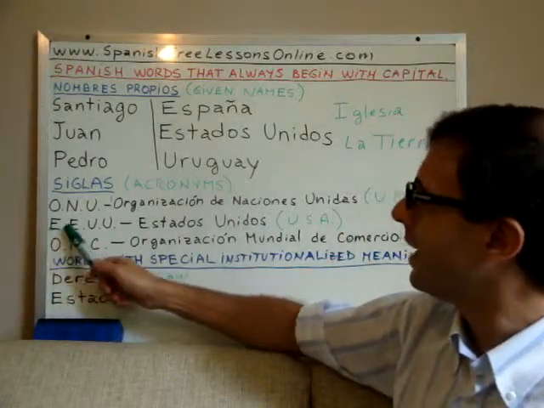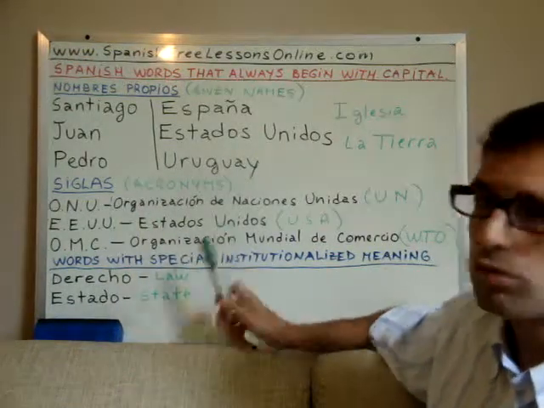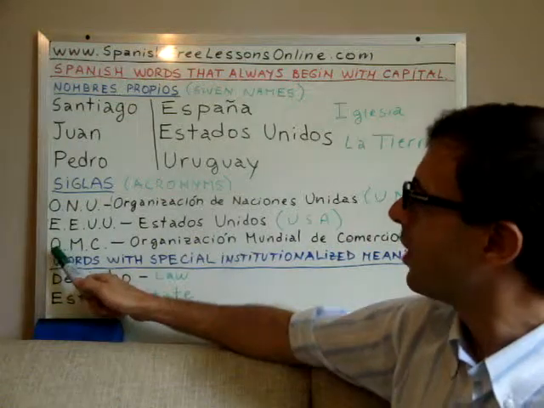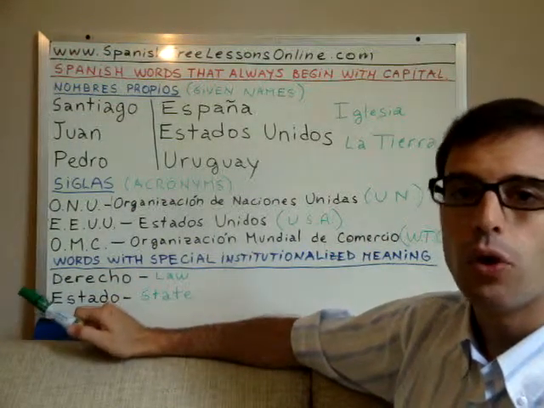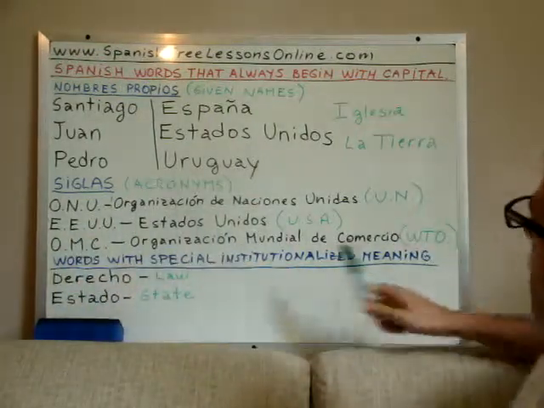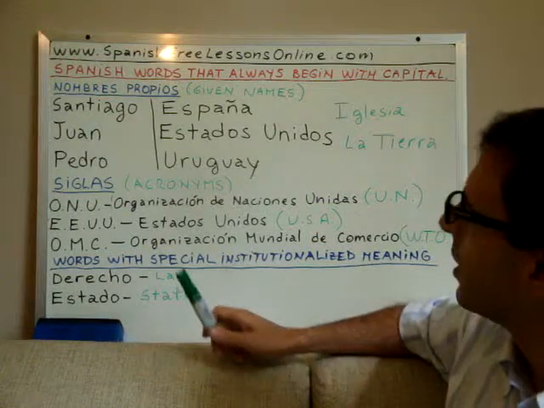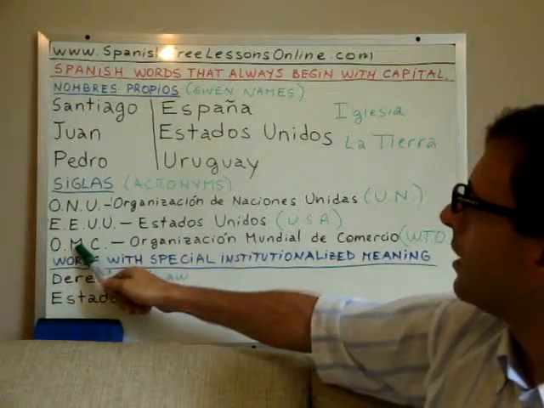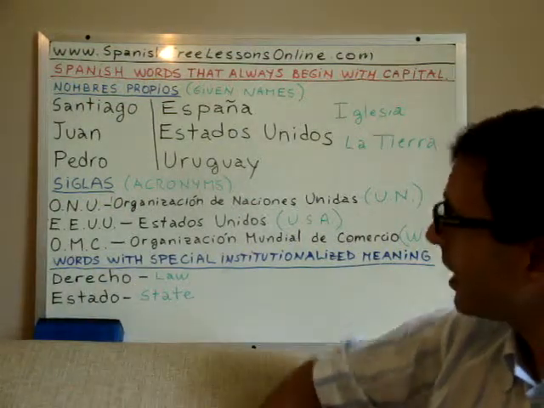Also, EEUU means Estados Unidos or USA. Then we have OMC, la OMC. This is the WTO, the World Trade Organization, Organización Mundial de Comercio.